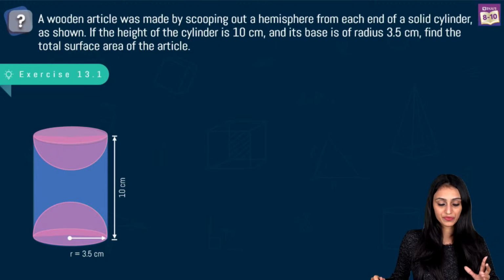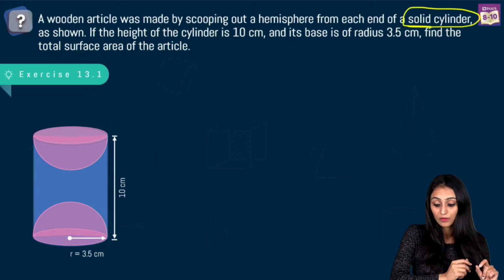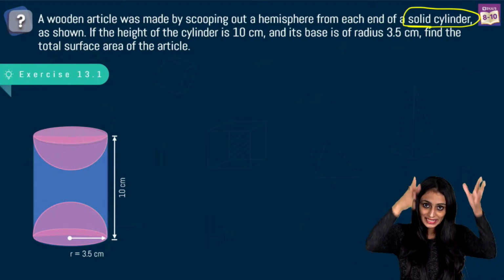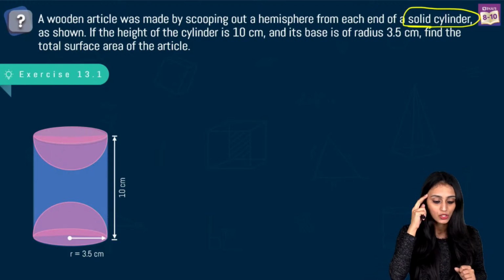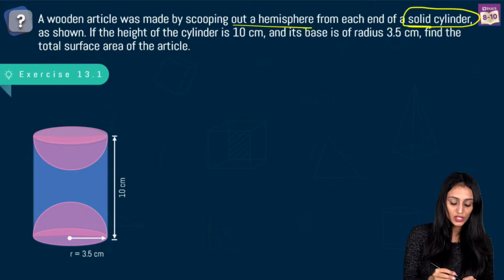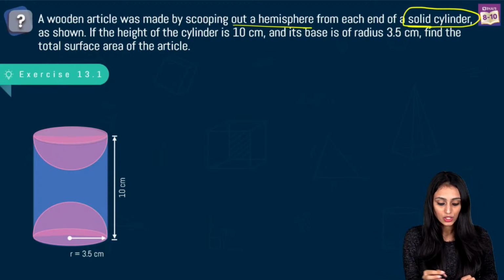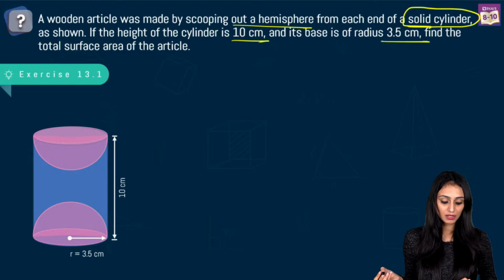So you can see this figure over here. We have a solid cylinder. It's a solid cylinder, please. Focus on these words. Solid cylinder means top is closed, bottom is closed, completely filled, right? So wooden article is made by scooping out hemispheres. These two hemispheres you can see over here, they have been scooped out, right? They have been removed. So height of the cylindrical portion is given, that's 10 centimeter, and base radius is 3.5.